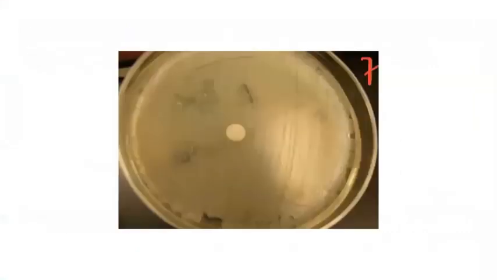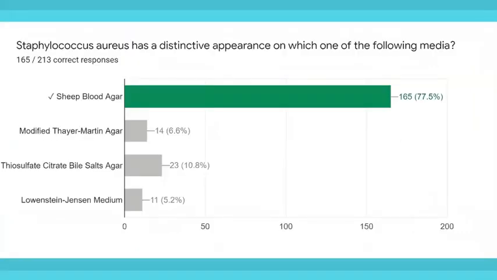Okay, let's go to the next question. Staphylococcus aureus has a distinctive appearance on which one of the following media? The answer is sheep blood agar. As we have mentioned a while ago, Staphylococcus aureus produces beta-hemolysin, which is responsible for the beta-hemolysis produced by Staph aureus on sheep blood agar.